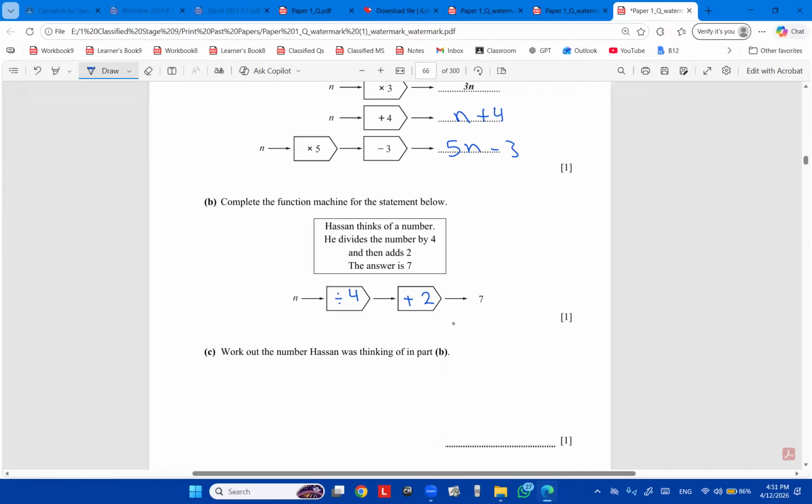So here, in order to work out the number, we need to move backwards. So it is 7. The inverse operation of plus 2 is going to be minus 2, and instead of divided by 4, it is going to be times 4. So 7 minus 2 is going to be 5, and 5 multiplied by 4 is going to be 20. So the number is 20.